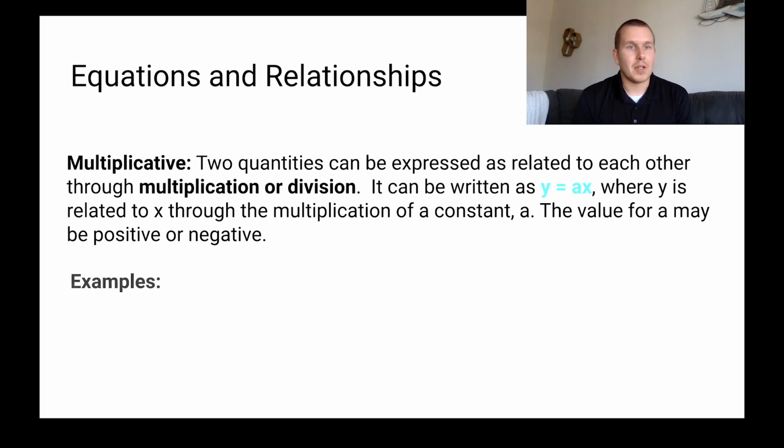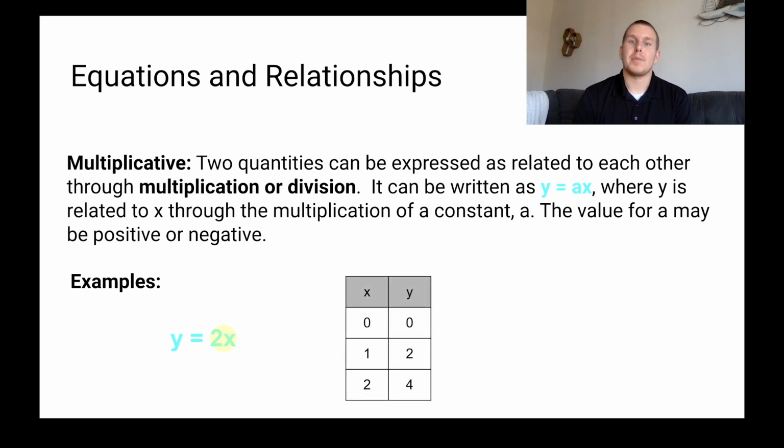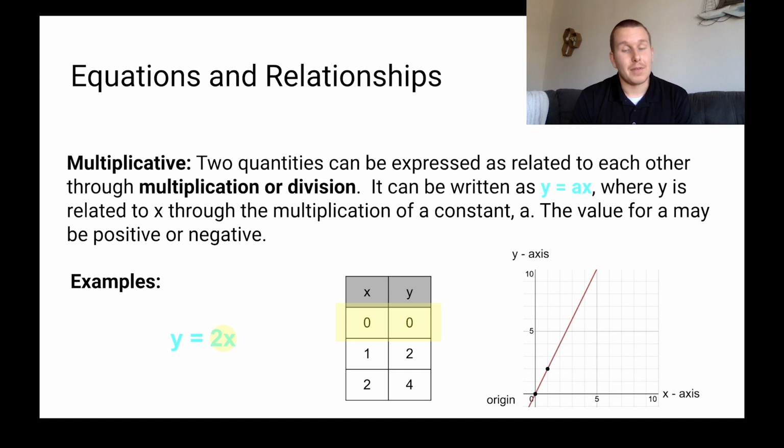Here are a couple of examples of multiplicative relationships. In an equation, you'll see a number right next to the variable. When a number is right next to a variable, we know we're multiplying. You could also write this as x times 2, but this is the more familiar way we write it in mathematics. Another way we can tell if something's multiplicative is if the table has that 0, 0, which is the origin. And with a graph, if it passes through the origin, that means we have a multiplicative relationship. So multiplicative is multiplication and division, and additive is addition and subtraction. If you can remember that, it's going to be super helpful.